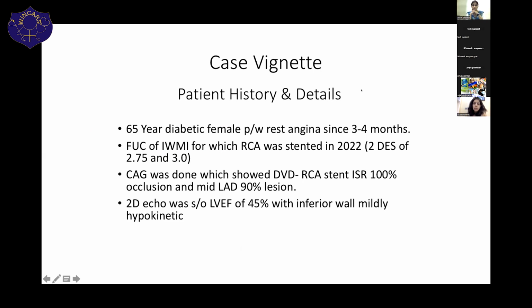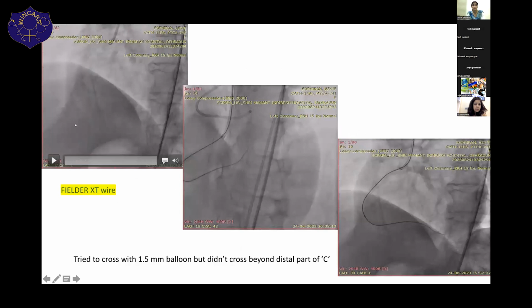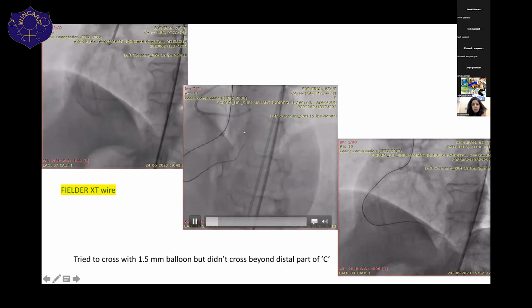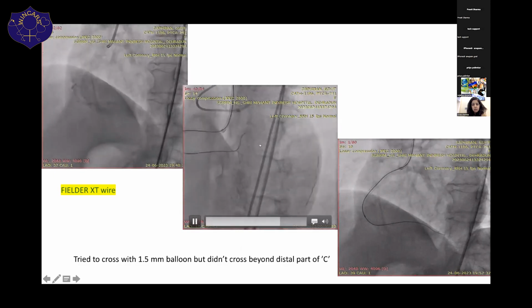Earlier, we knew that her LAD was also diseased, and when she came, we thought this pain might be because of the LAD, and we thought of treating the LAD. But this was the angiogram, and it showed that the RCA was a CTO, so we were bound to treat the RCA first, followed by the LAD. JR was taken, femoral arterial access was taken, and I used a Fielder XT wire. The wire crossed, and it was confirmed from the left shot from the LAD that the wire was in the true lumen.